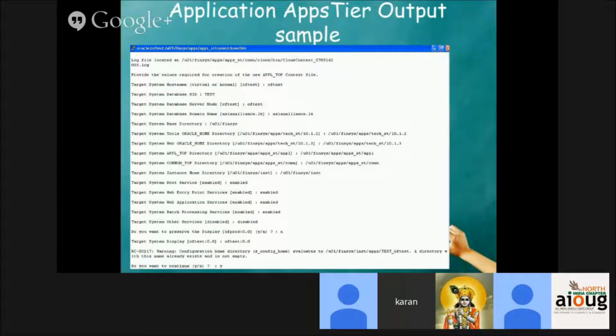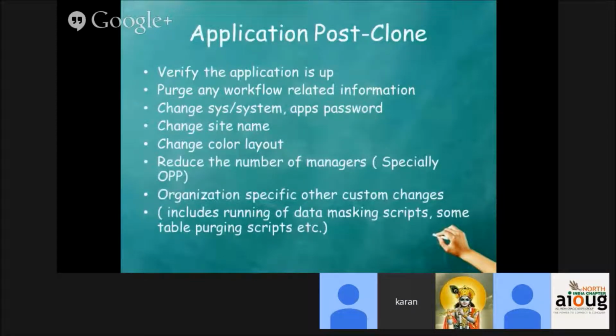So after this, once you run the appsteer command perl adcfg clone appsteer and it completes successfully, it will start your application. So there are certain things that you need to do just once your application is up before you hand it over to the end user. Those are defined under the application post clone slide. The first thing that we have to verify is that the application is up. If the adcfg clone script, which was run in the previous slide, had no issues, then your application would definitely be up without any issues.